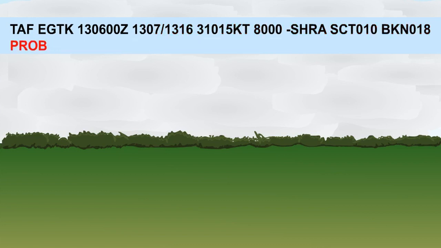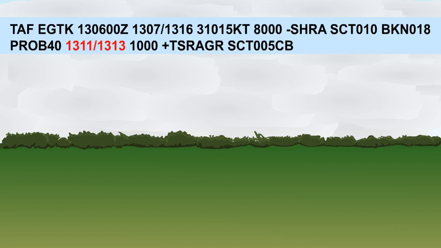A probability indication can be used to assess the likelihood of occurrence and is shown by the code prob. This is expressed as a percentage of either 30% if the probability is considered low, or 40% if there is a high probability of the weather being as forecast. Probability can be followed by a time group as shown here, or by an indicator such as becoming or temporarily.